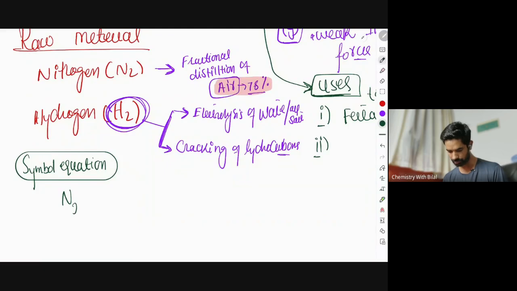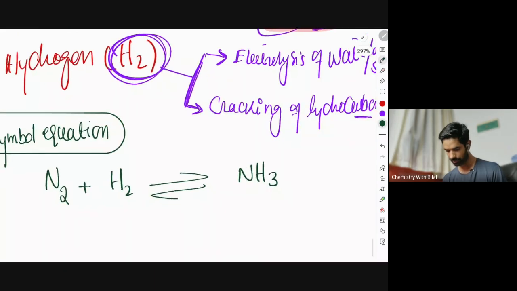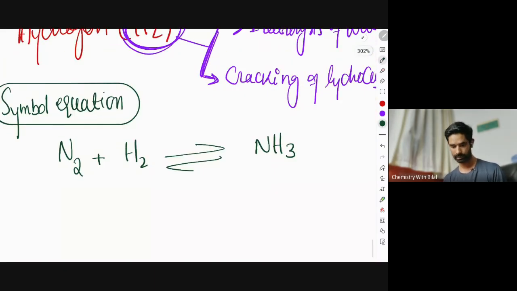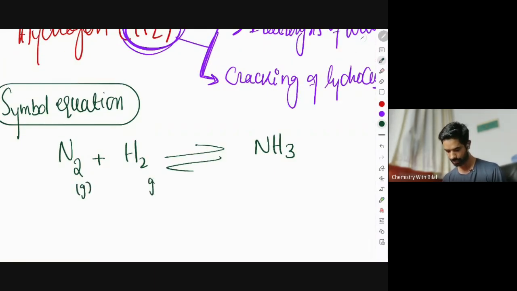Okay, so nitrogen can react with hydrogen. We know it's a reversible reaction. You can get ammonia. Now, every reactant and product here is a gas at room temperature. Nitrogen is gas, so does hydrogen. Ammonia is a gas, we know.